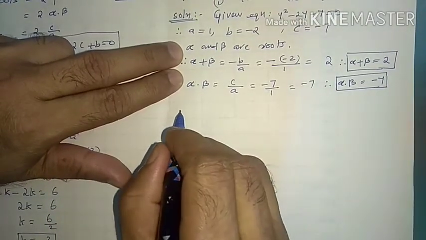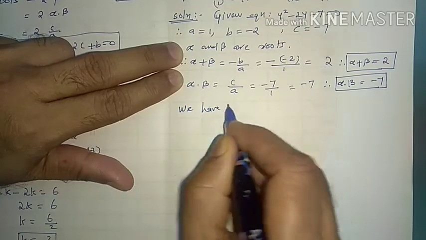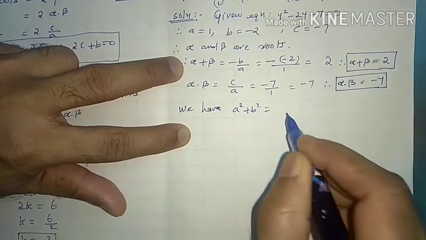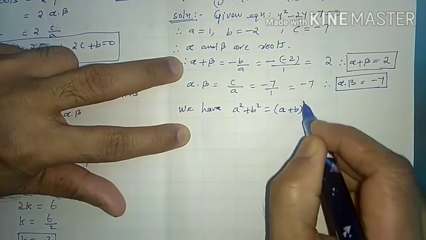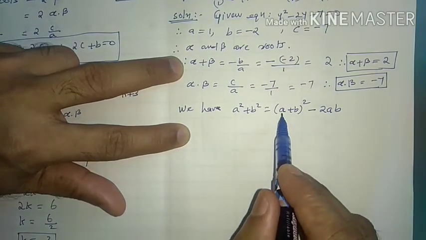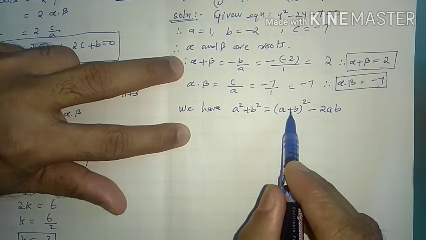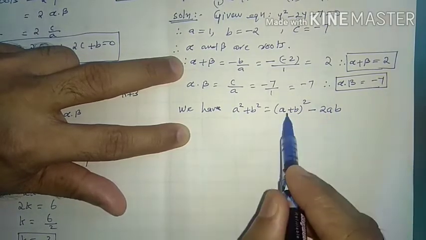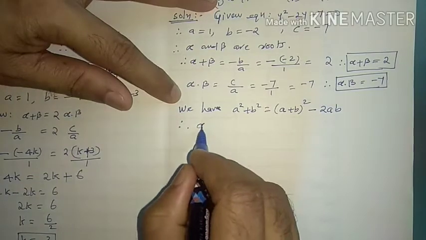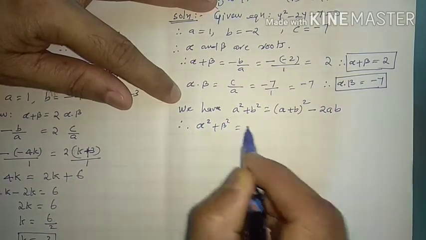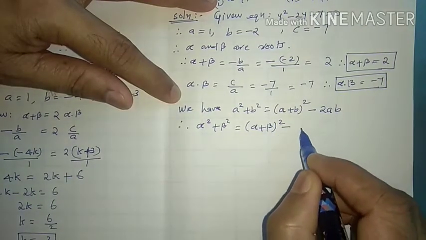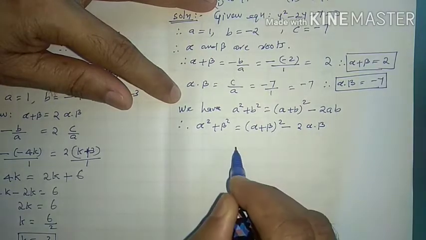Now, we have a square plus b square equal to a plus b whole square minus 2ab. This expansion: a square plus b square plus 2ab, that plus 2ab minus 2ab cancels, a square plus b square only we have. Therefore, our required part, alpha square plus beta square equal to alpha plus beta the whole square minus 2 alpha into beta.